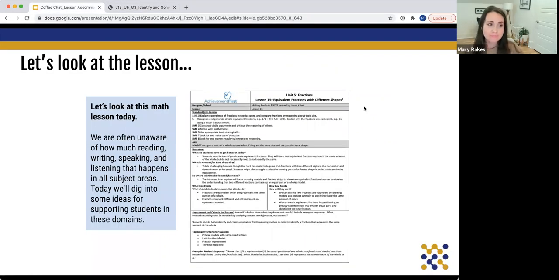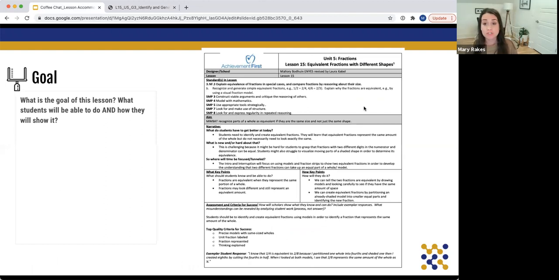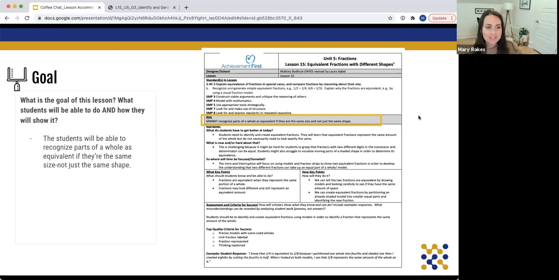So in this lesson, the first question that we're going to ask, and the first thing we're going to think about when we're hoping to accommodate the lesson, is what's the goal of the lesson? What are students going to be able to do, and how will they show it? So to answer the first question, I'm going to look right here. I see that it says AIM, and it says, I think M is for mathematicians will be able to, and their goal is to be able to recognize parts of a whole as equivalent if they're the same size, not just the same shape, which is a kind of tricky standard.